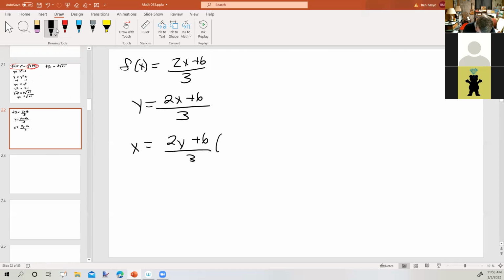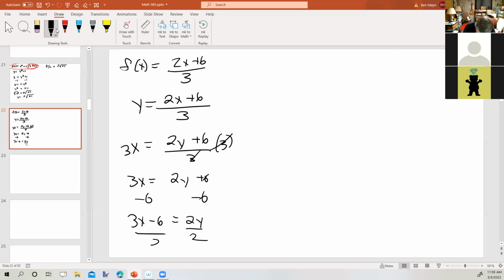So I'm going to multiply both sides by 3. 3x equals 2y plus 6. Then I'm going to subtract 6. 3x minus 6 equals 2y. I'm going to divide by 2. 3x minus 6 over 2 equals y. I'm going to switch it around. And then I'm going to replace y with f inverse of x.